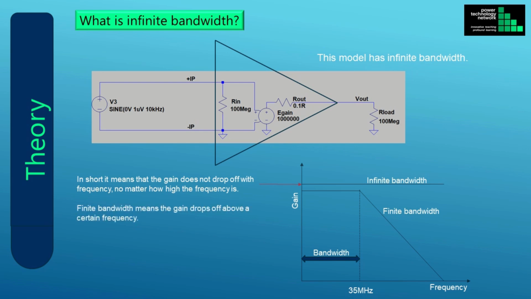The drop-off is shown linearly in this graph because it is a logarithmic graph. The bandwidth is 35 MHz. In a later section, we shall show how the finite bandwidth is modeled using either a single or double pole RC circuit inside the ideal op-amp.